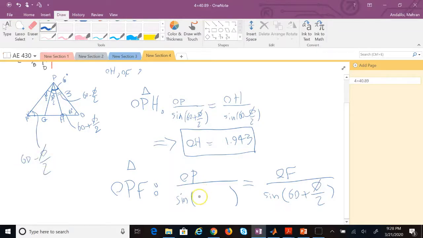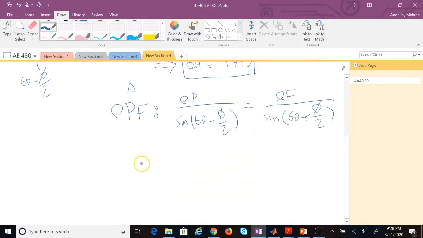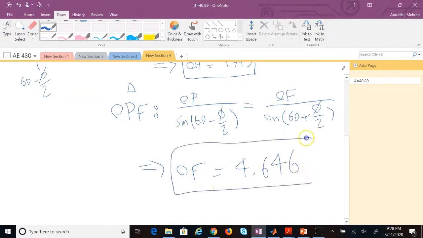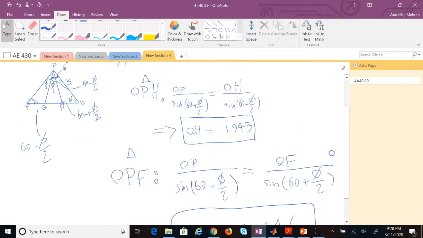So this is going to be 60 minus phi/2. And from here, again, I can find OF because everything else is known. And if I do that, I'm going to get 4.646. So that is the location of the pole. So I could find both locations using the law of sines.